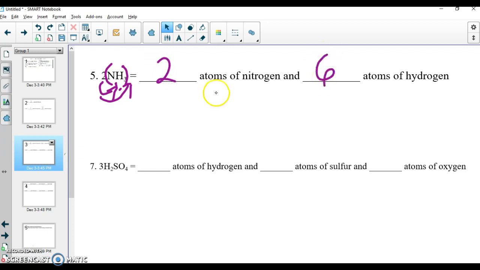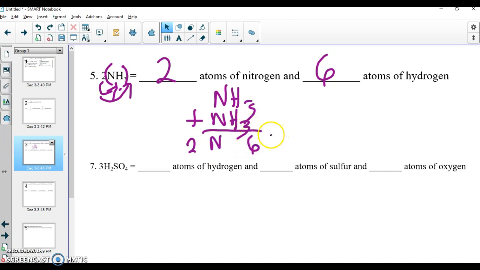of hydrogen. The other way to do it, if you don't like the distributive property, is to add those two molecules together. So that would give you 2 atoms of nitrogen, and that would be 6 atoms of hydrogen. Either way will get you the same answer.